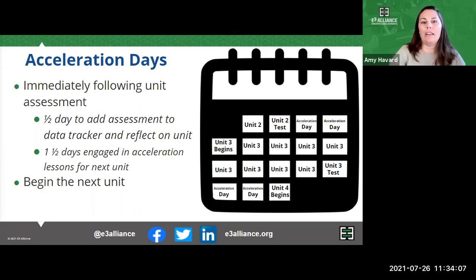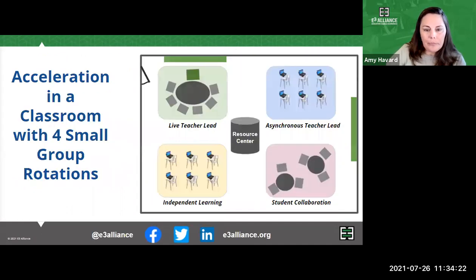So students had a nice close and a reflection on the previous unit. They had some acceleration. They're ready to go. So that next unit, they should be able to have more access to the content and therefore be more likely to master it right away.